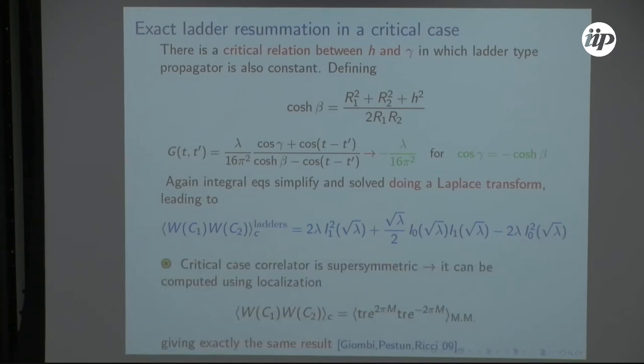And then you realize that this fine-tuning is the one that makes the correlator supersymmetric. You can compute the same thing using localization with the matrix model, and then you get exactly the same answer, right? So you have this supersymmetric case with this specific relation of parameters. It seems that the non-ladder diagrams cancel out again.